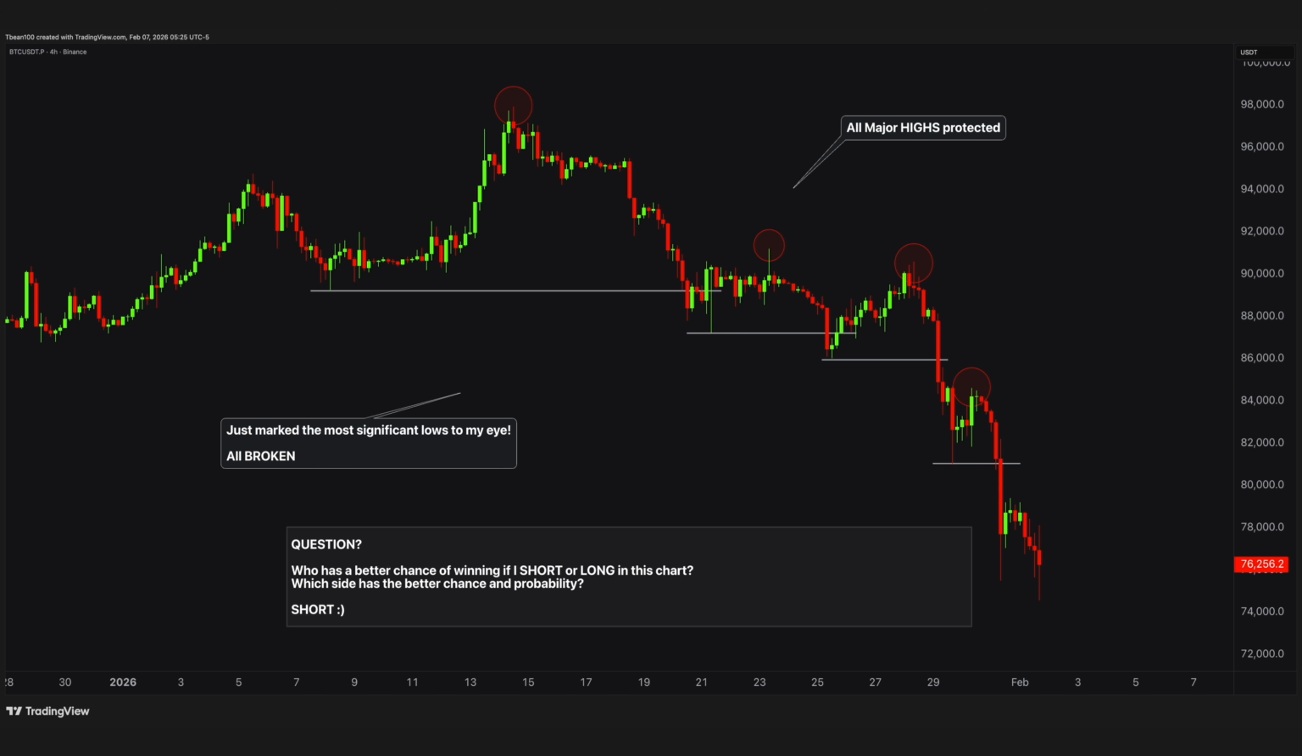Now here is my question, and it's a very simple one. Who has a better chance of winning right now on this chart? The short traders or the long traders? Which side clearly has the better odds and probability at this moment? I think the answer is pretty obvious here. If the price is crashing, making new lower lows while the highs are still being protected, it makes much more sense to look for short trades instead of long trades. This is not an opinion at all, it is simply based on statistics and probability in the data.